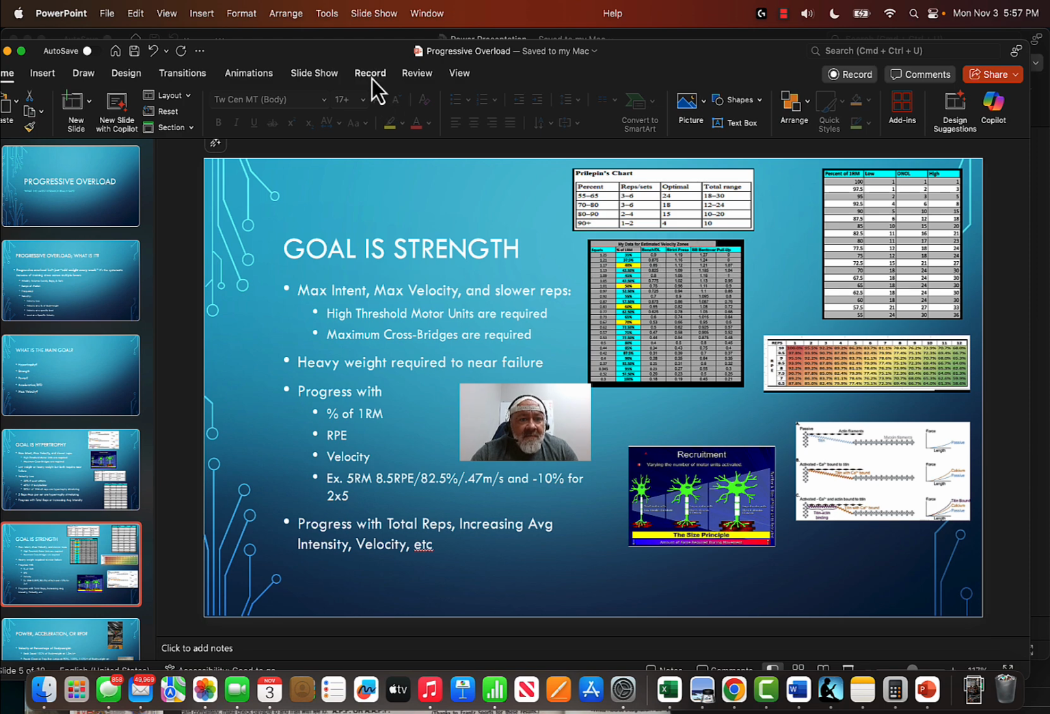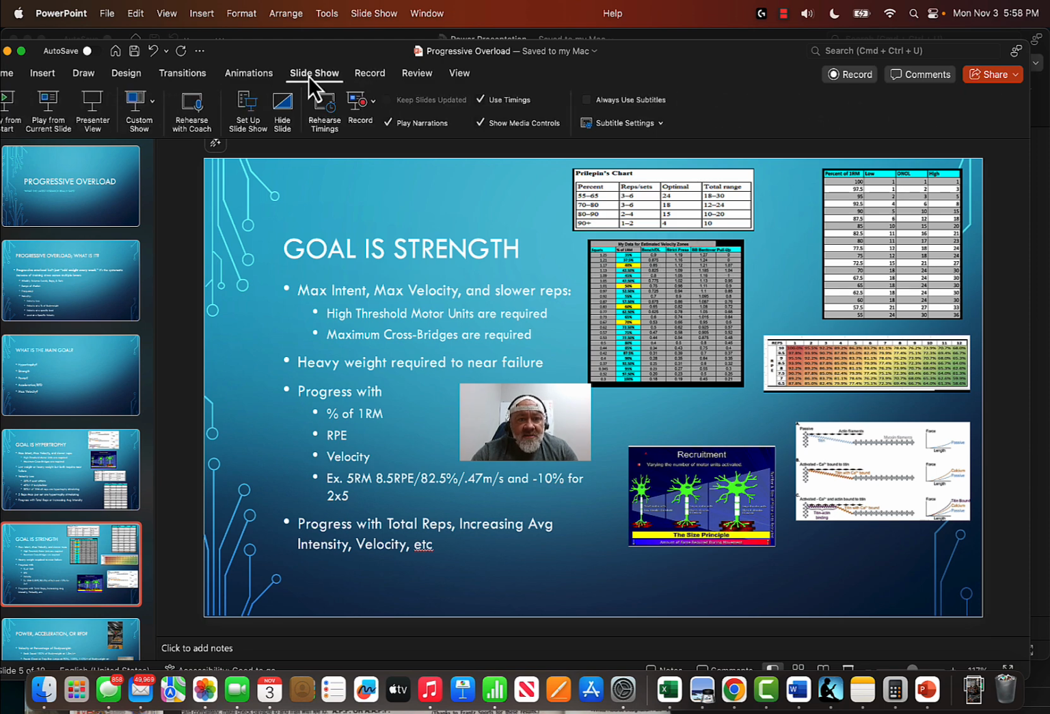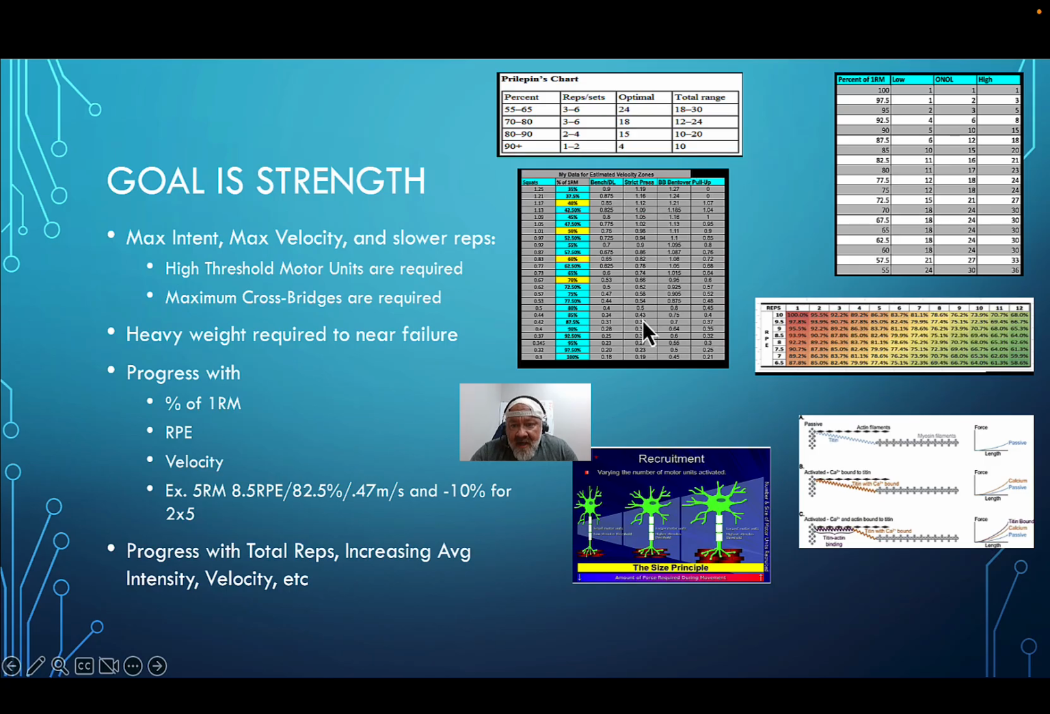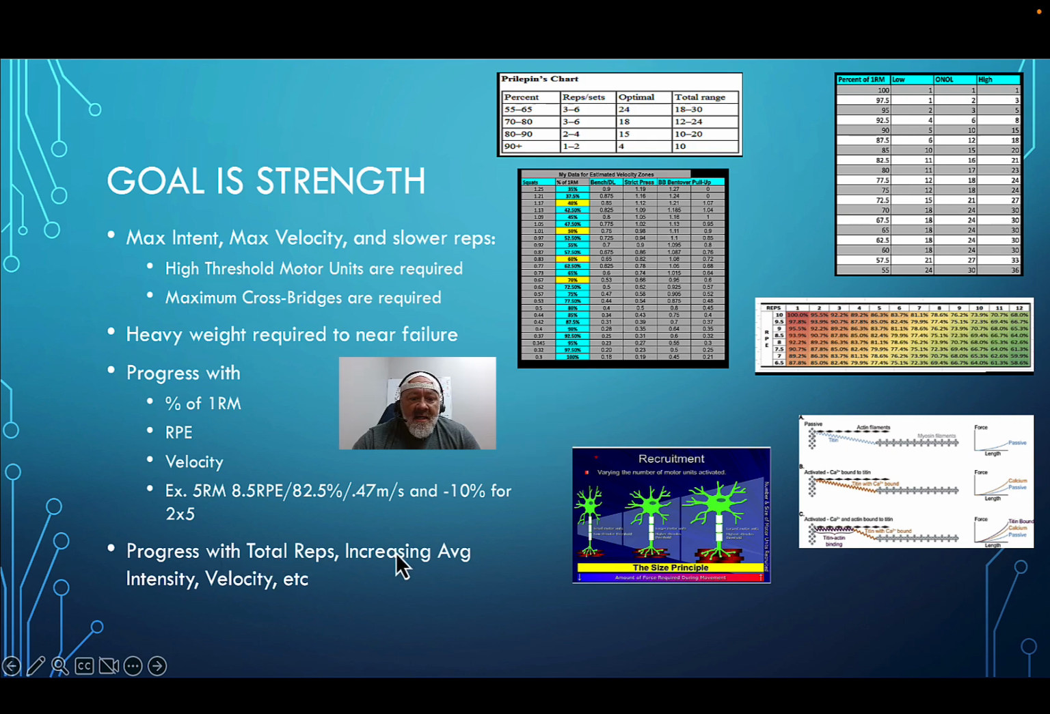Let me actually make this a little bit bigger for you and do a slideshow. And let's start from the current slide. So now you can see a little bit bigger. So 70%, if you're wanting bench, the first couple reps is going to be around 0.53 meters per second. And so if you're squatting at 80%, like I said, 0.5 meters per second is where it's going to start out. So now you can progress this with total reps, increasing the average intensity with velocity.